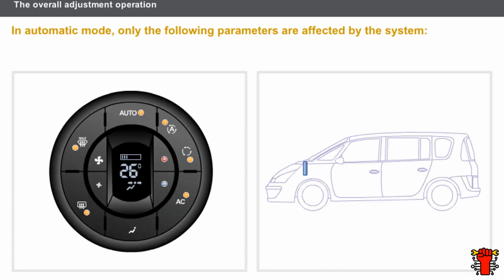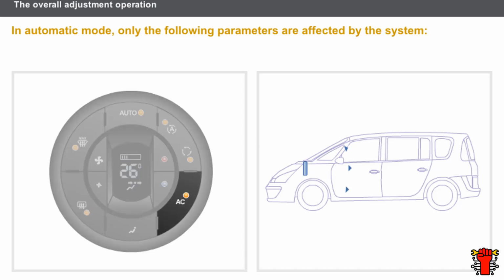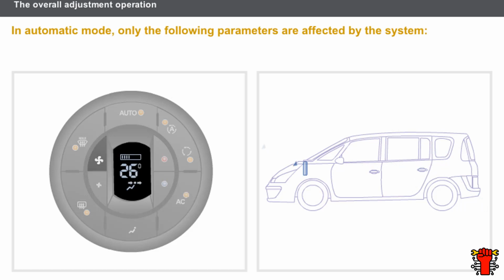We shall now introduce the overall operation for the automatic adjustment of air conditioning. In automatic mode, only the following functions are activated by the system: starting or stopping the air conditioning, ventilation speed, air recirculation management, air distribution, and air temperature.